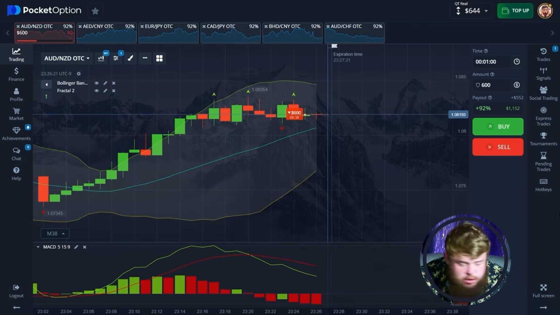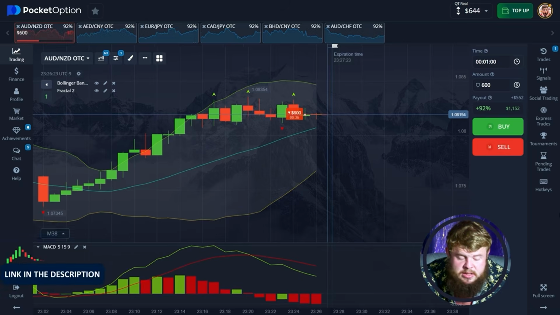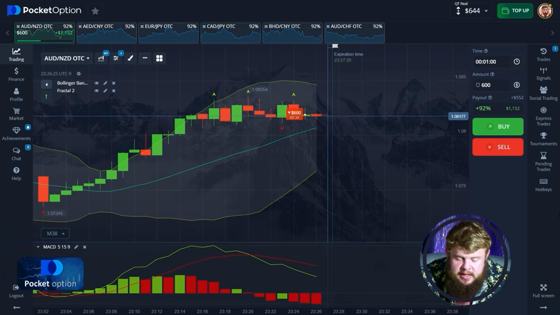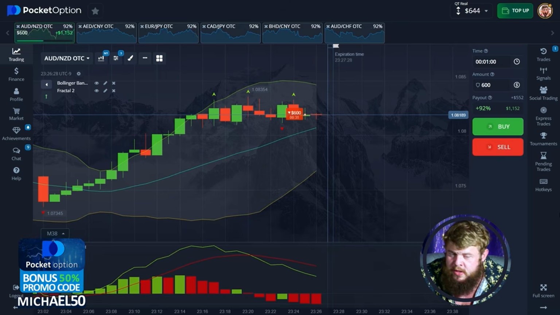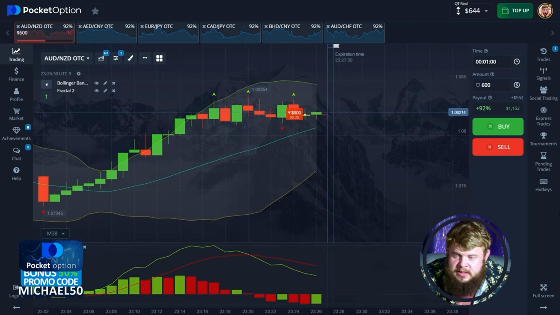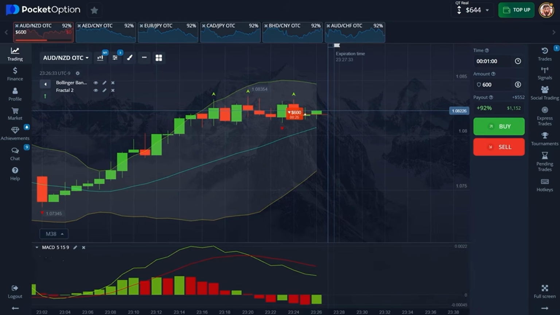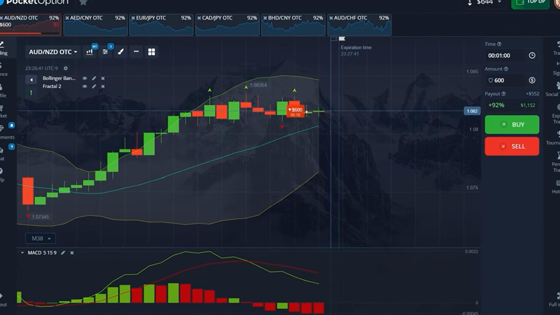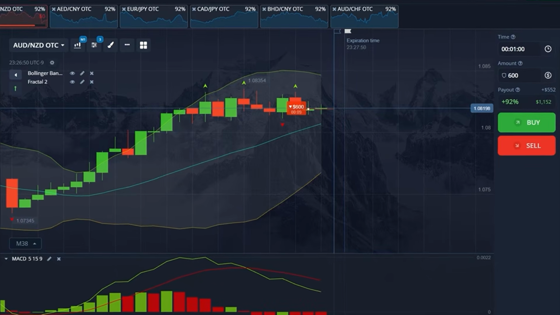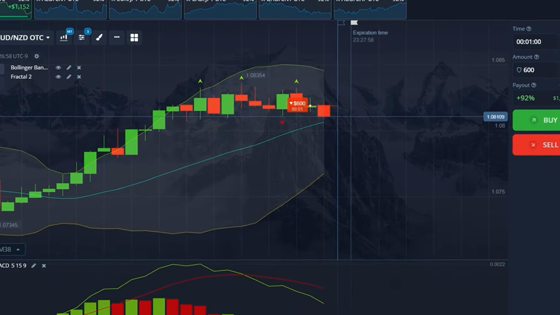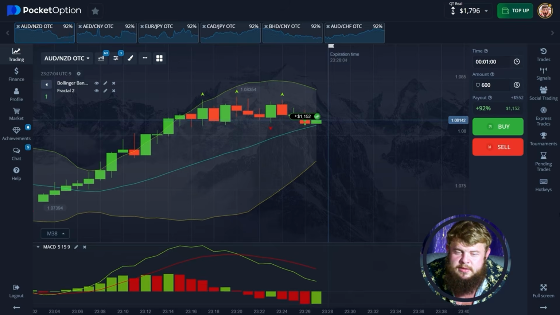But I'm sure, like 100%, that we will succeed in this trade and that it will be profitable for us. So that's it, my friends. Let's wait and see. Done. We have $1,796 on the account. This is a very nice result.